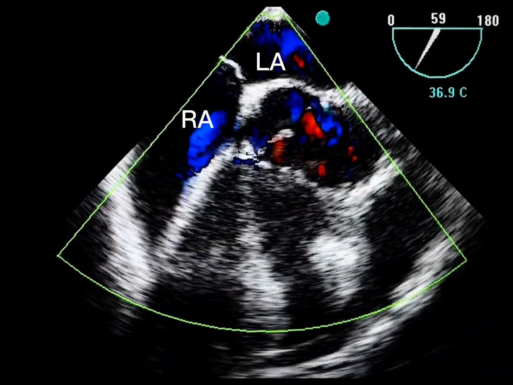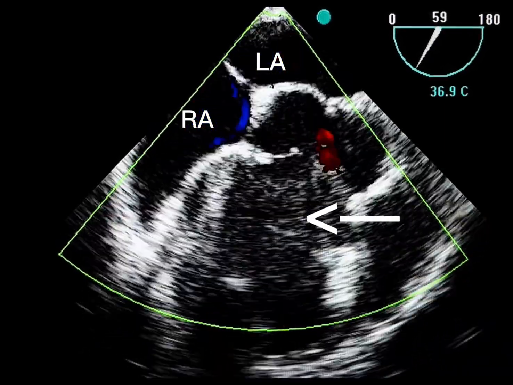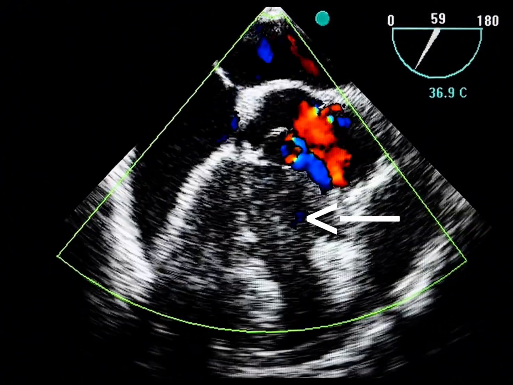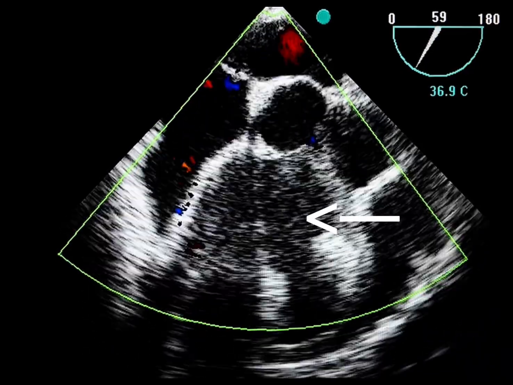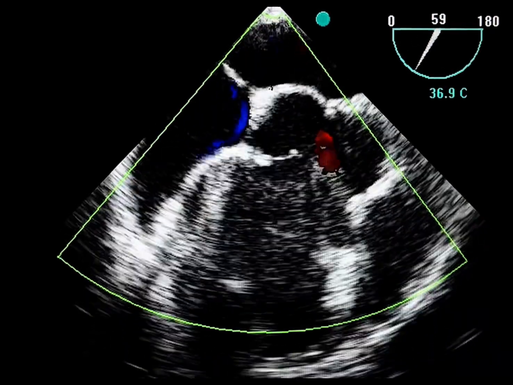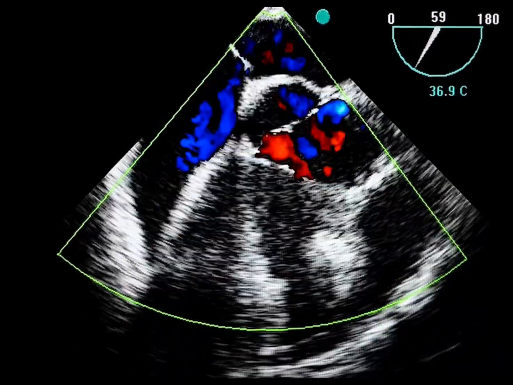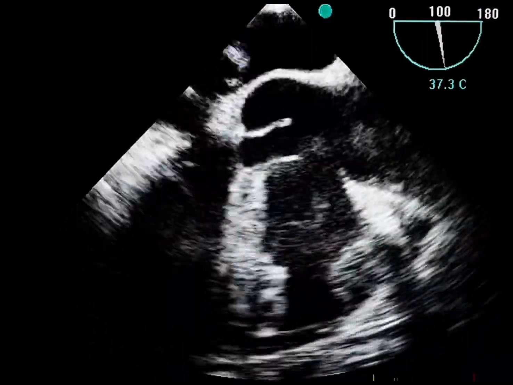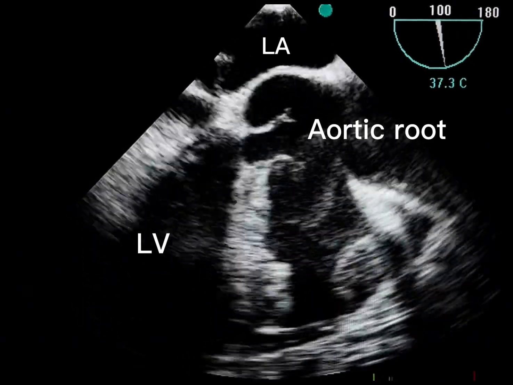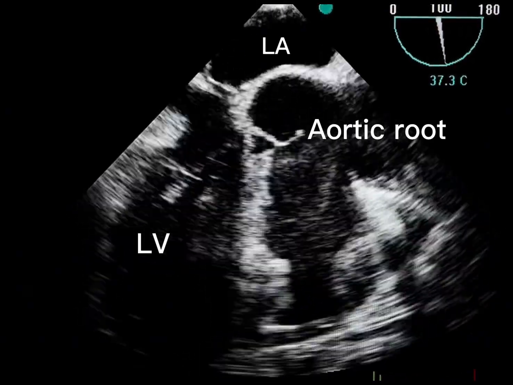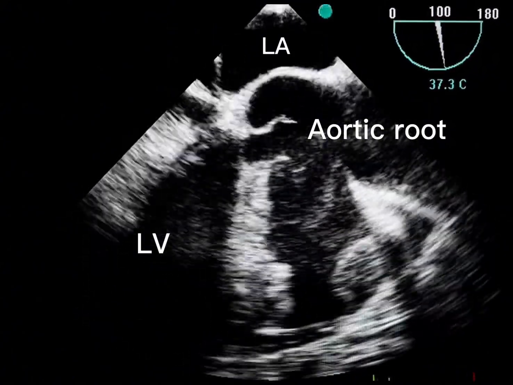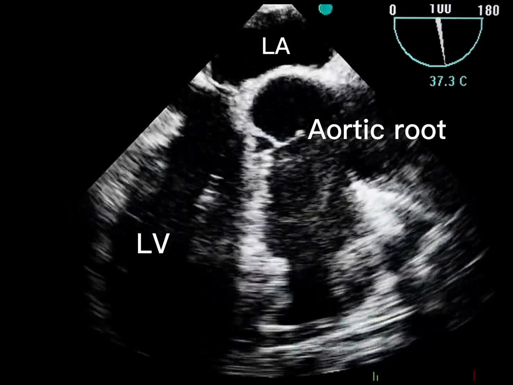A sinus of Valsalva aneurysm is an outpouching of one of the aortic sinuses located between the aortic valve annulus and the sinotubular junction. It most commonly originates from the right coronary sinus, followed by the non-coronary sinus and, rarely, the left. As the sinus dilates, it can bulge into adjacent cardiac chambers such as the right ventricle, right atrium, or even left ventricle, potentially causing mass effect, obstruction, or even rupture into those chambers.